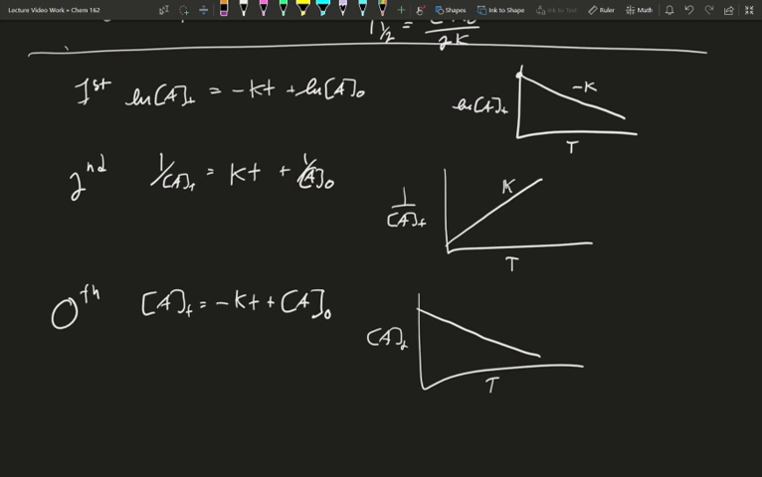So here's another way that we can use the data to calculate out order. Effectively, this is doing what we did before, comparing different points, but it's comparing all of our points at once in a graph and letting us see which one it fits.